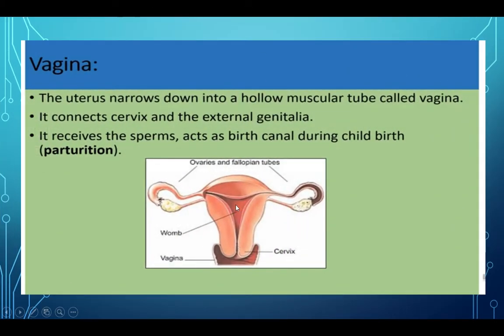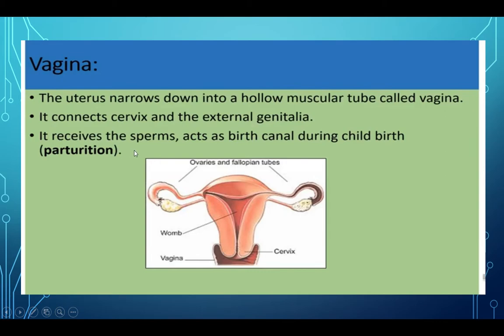Now let's see about the vagina. This area, the lowermost part, is the vagina. The uterus narrows down into a hollow muscular tube called the vagina. It's a muscular tube. It contains the cervix and the external genitalia. The external genitalia is the final opening for the female. It receives the sperms and also acts as a birth canal during childbirth.